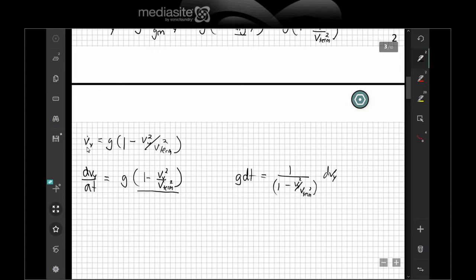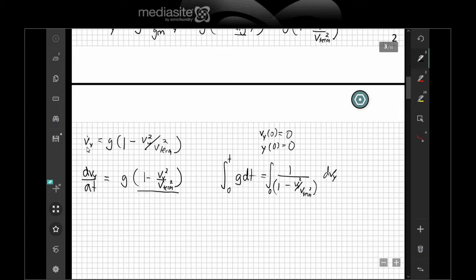And I'm going to integrate that from 0 to time t, and integrate this from 0. Again, I assume the initial condition is 0. So what am I doing? I'm dropping it. So that means that Vy at time t equals 0 is equal to 0. And also I assume that, well, this will come later.